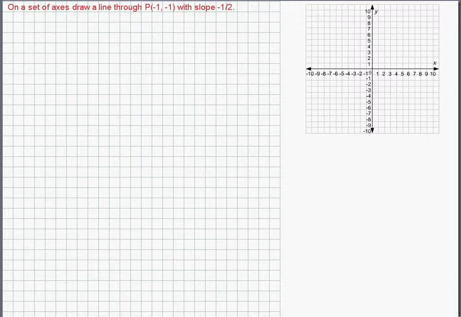In this question, you're asked to draw a line on a set of axes, draw a line through a point which lies at (-1, -1), and it has a slope of -1/2. So to do this, the first thing you need to do is draw a set of axes. And I already have one here, but for you, you'll need to do this yourself.